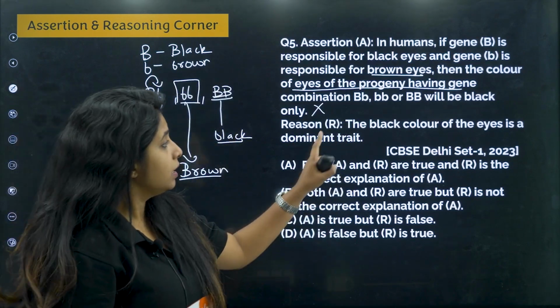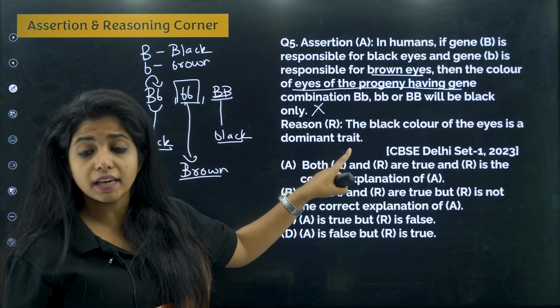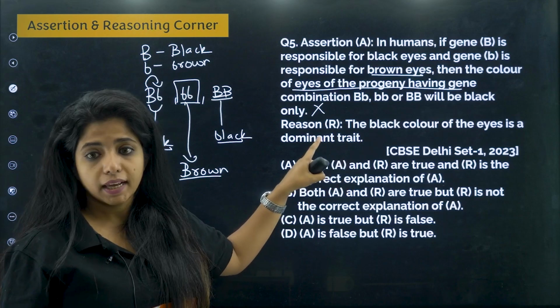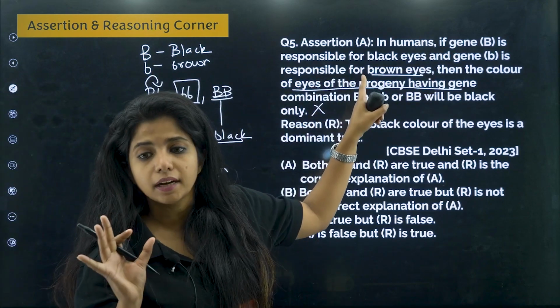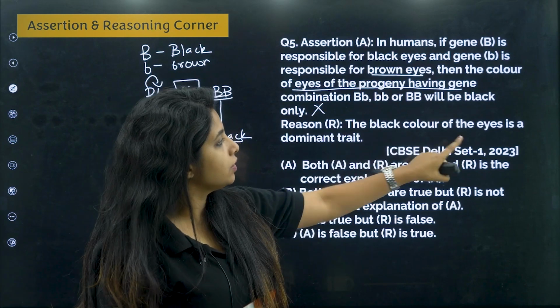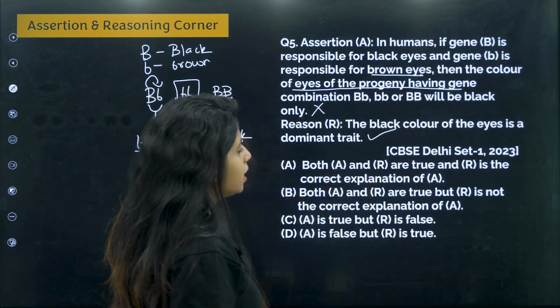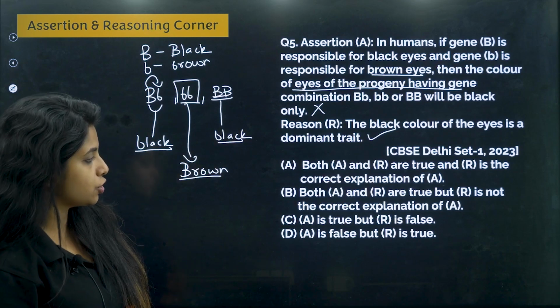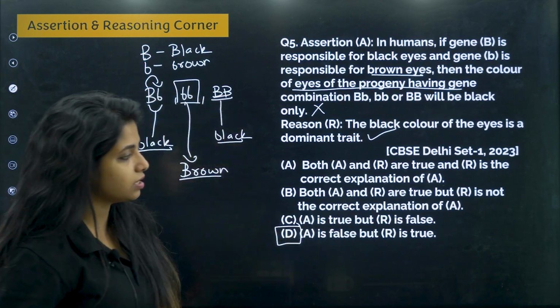Okay, next statement. The black color of the eye is a dominant trait. With this, can you say the black color of the eye is a dominant trait? I can see that capital B is denoted for black. Capital B means it is dominant. So black color of the eye is a dominant trait because capital B is for black, so it has to be dominant. So this is correct. Reason is correct and assertion is false. Assertion is true, reason is false? No, assertion is false, reason is true.